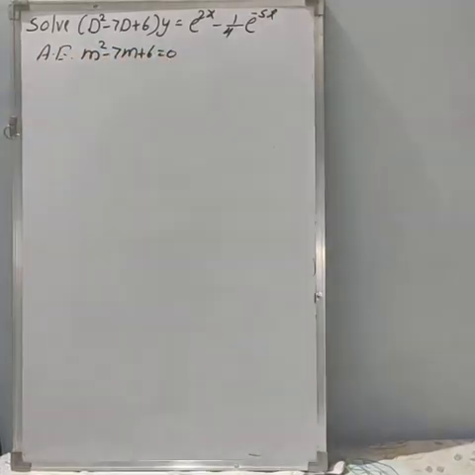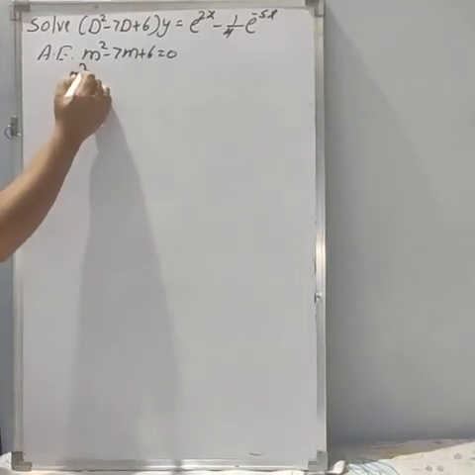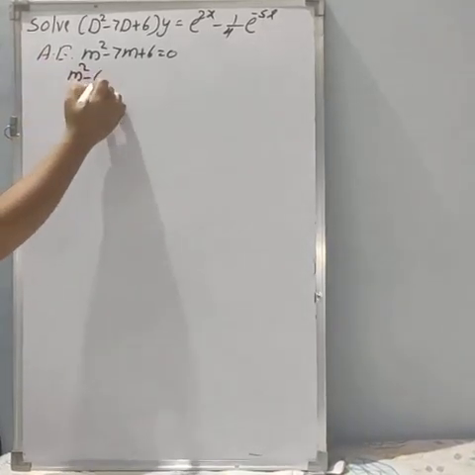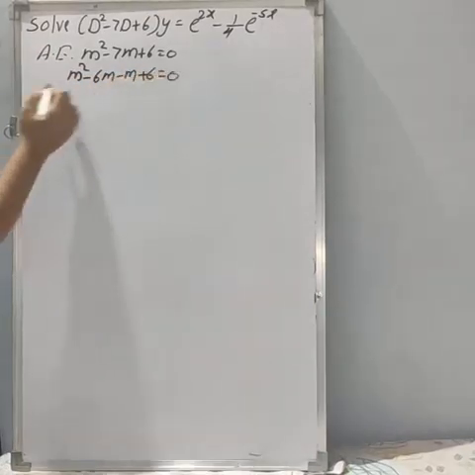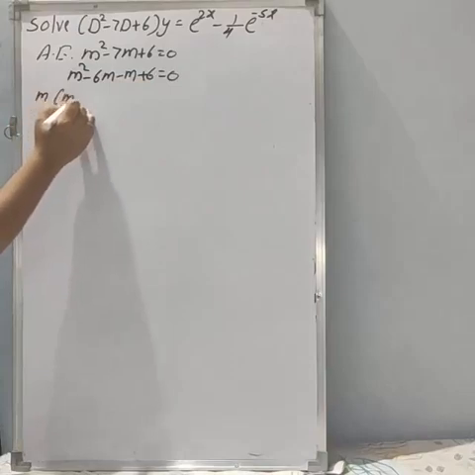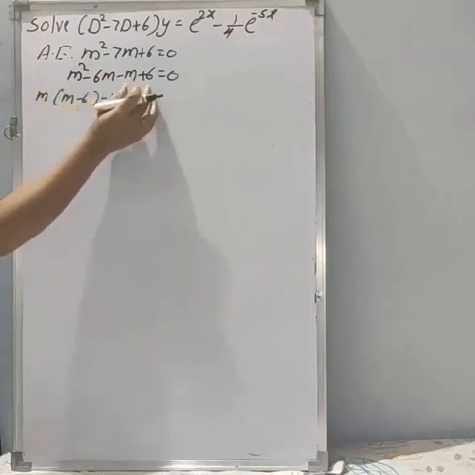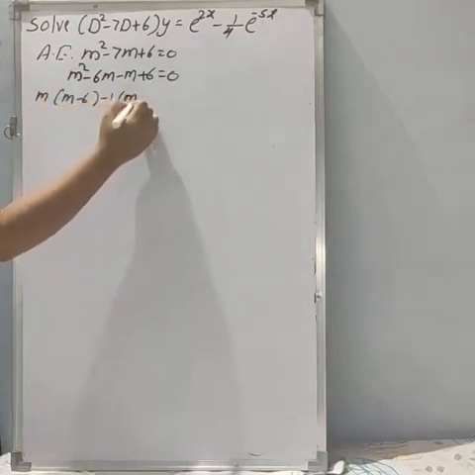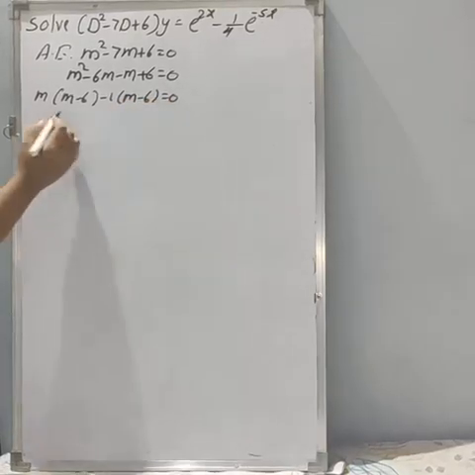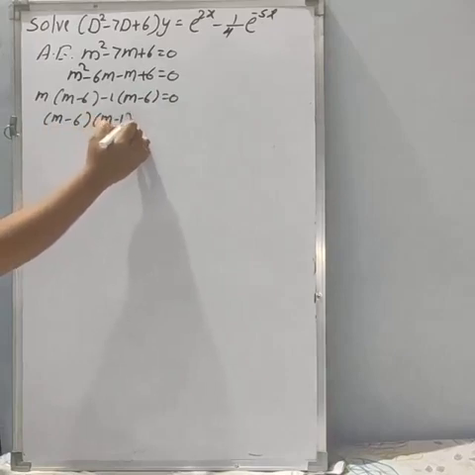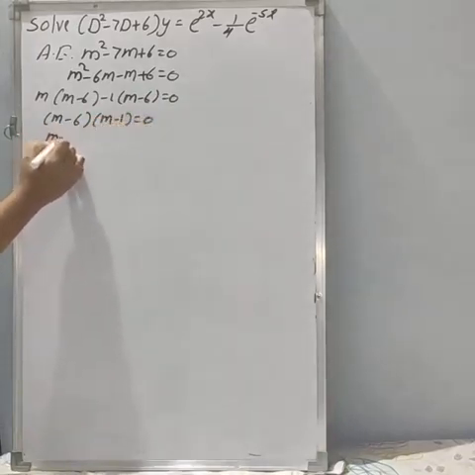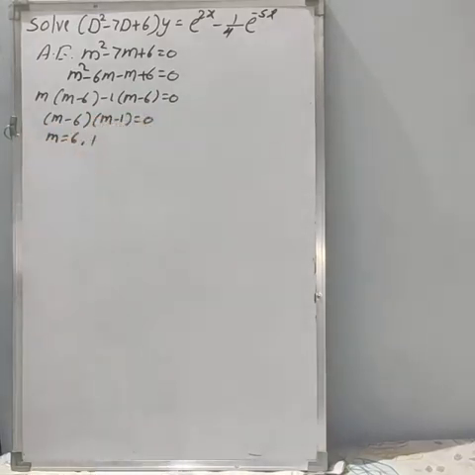So we have to split that minus 7. How will we split it? Minus 6 into minus 1. So we will get m square minus 6m minus m plus 6 is equal to 0. m is common here, we remain with m minus 6. Here we can take minus 1 common, so we remain with m minus 6, that is equal to 0. So you will get the factors m minus 6 and m minus 1 is equal to 0. So the roots are m is equal to 6 and 1.